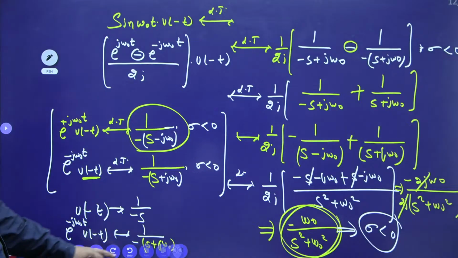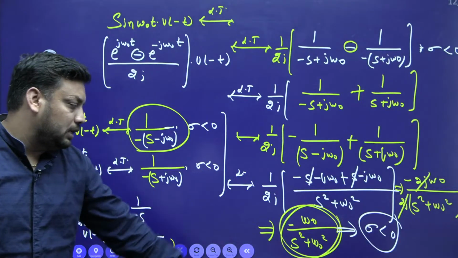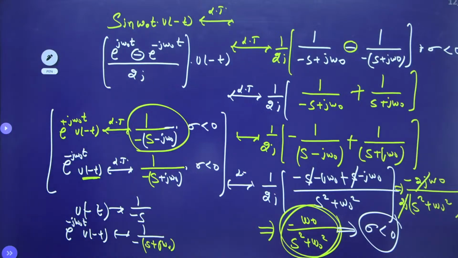Similarly, just do it fast. After that, similarly we can write for cos also. Very good, beta. Similarly, a minus sign will come ahead. Minus s upon s square plus omega naught square, and the ROC will be sigma less than 0. Did you get it, beta? ROC will be sigma less than 0.